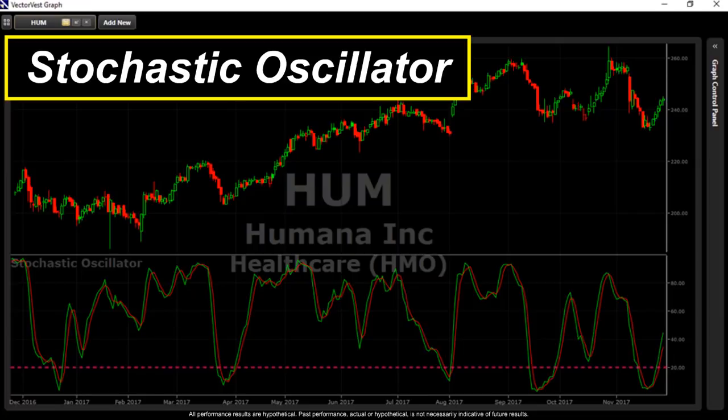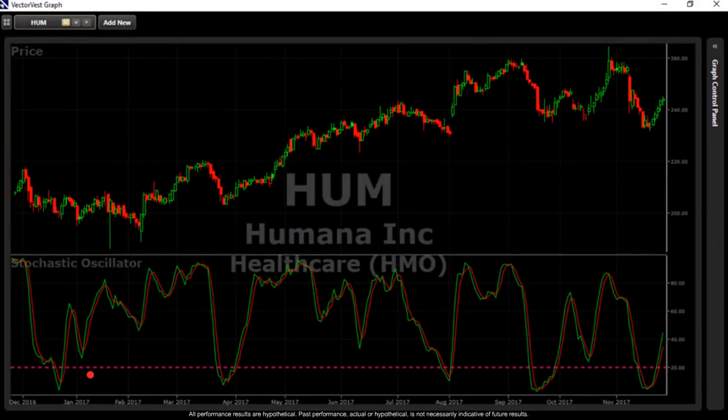Let's take a closer look at an example here. On the lower end of the stochastics oscillator is 20. And stochastics oscillates between 0 and 100. Below 20 is considered oversold. Above 80 is considered overbought. I'm only going to talk to you guys about the buying opportunities, the oversold opportunities, here today.